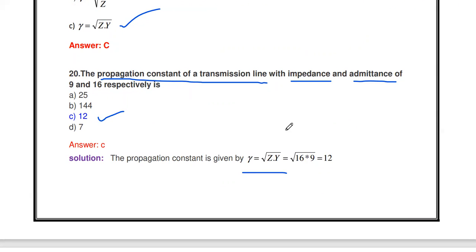So this is also one of the problems. In transmission lines, there are many possibilities of asking this type of problem, in 1-mark questions as well as 2-mark questions. So using the simple formulas, you just remember those formulas, substitute, and find the answer.